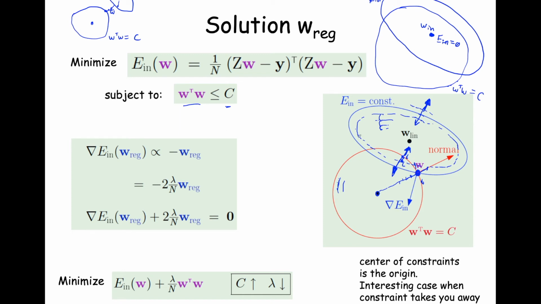Okay, so in essence, our gradient of En, which is in the opposite direction of En, is going to be proportional to the negative of the W-reg solution. So it's going to want to go in the opposite direction. Here we say the gradient of En for the regularized regression solution is going to be proportional to the negative of W-reg. Okay, so if we do this, let's think about this.